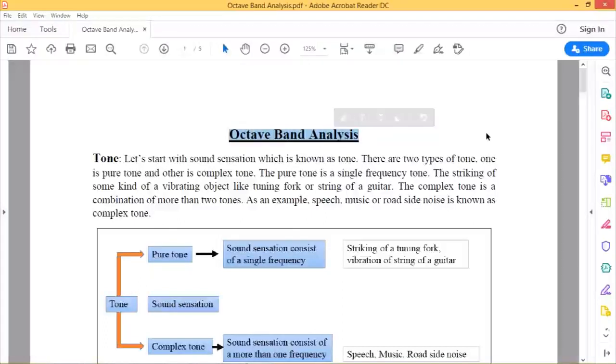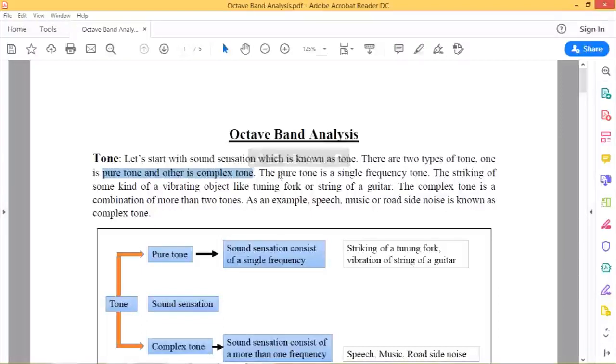Okay, so first of all we have to know about tone. What do you mean by tone? Tone means the sound sensation in the human ear. Okay, so there are two types of tone. One is pure tone, one is complex tone.